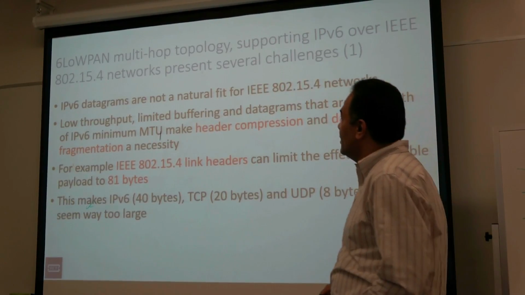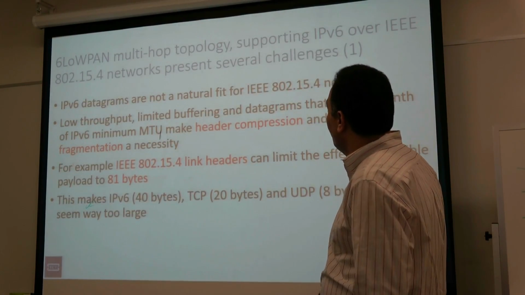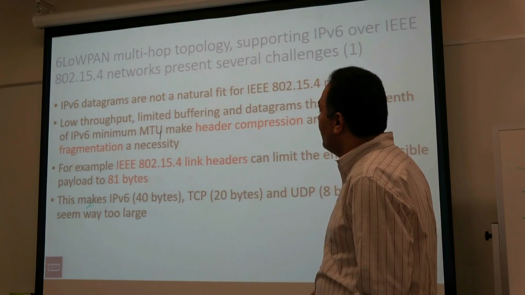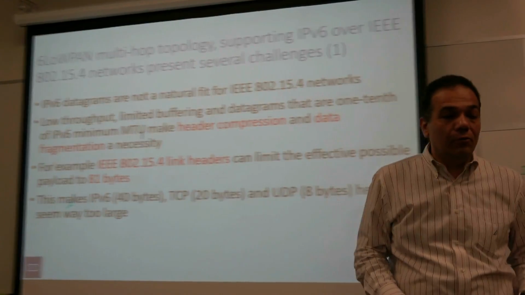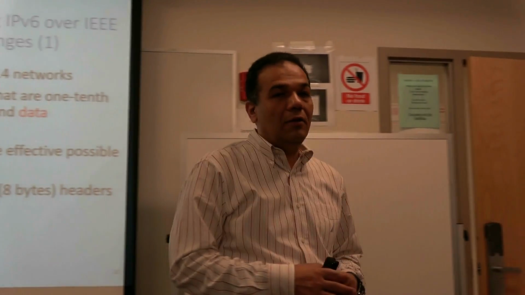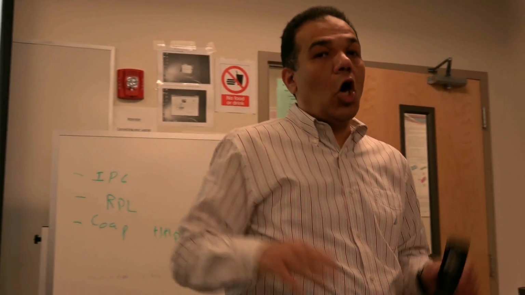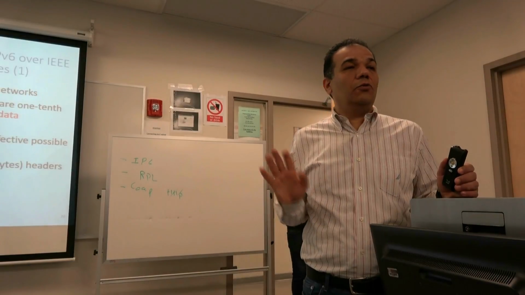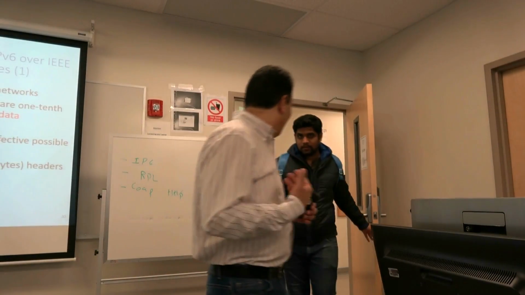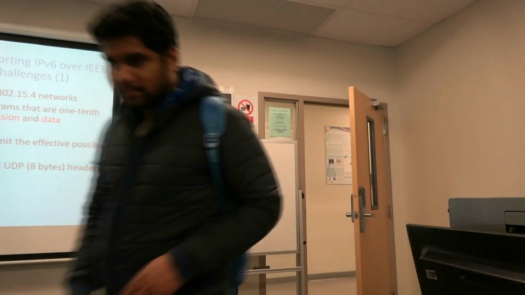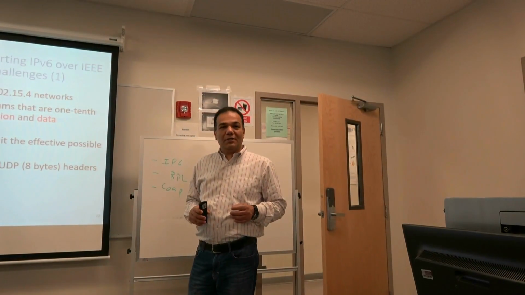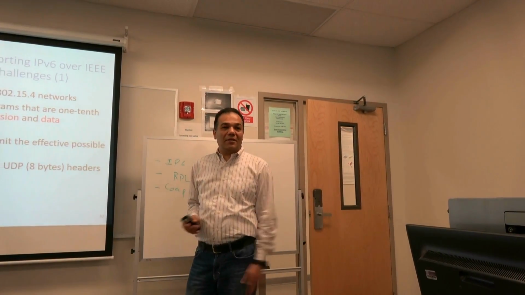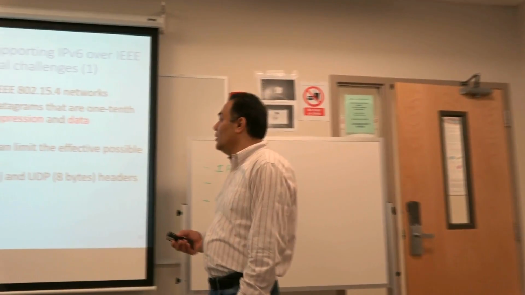Okay, so it has low throughput, limited buffering, and datagrams that are 1/10 of the IPv6 minimum MTU, which makes header compression and data fragmentation a necessity. So how do we solve the problem? Data fragmentation and header compression. That's what we do in this protocol: we compress the header and we fragment the data.